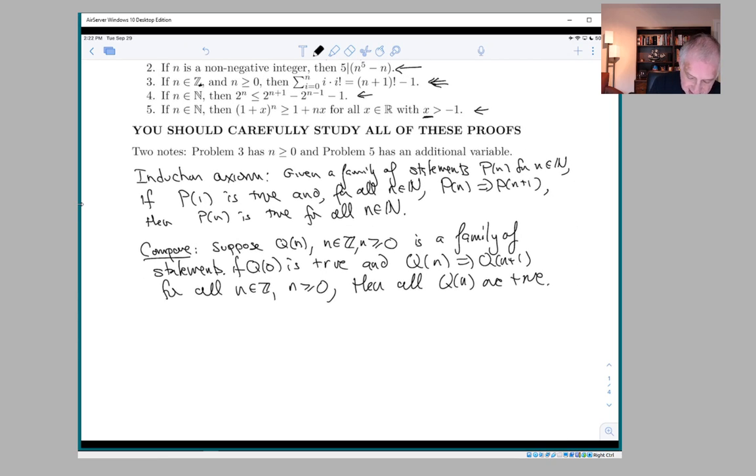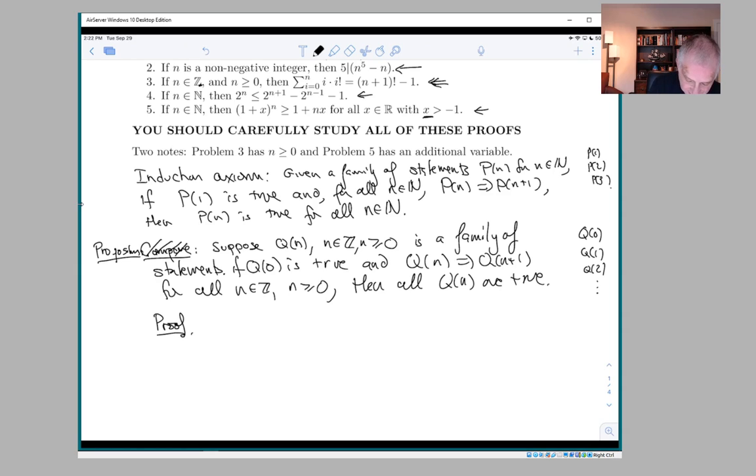How do we compare these two statements? Well, in fact, they are equivalent, but I'm going to make this into a proposition, and I'm going to prove it using the axiom of induction. So here, what's the difference? Here we have P of 1, P of 2, P of 3, and so on. And here we have Q of 0, Q of 1, Q of 2, and so on. How do we connect those two things?